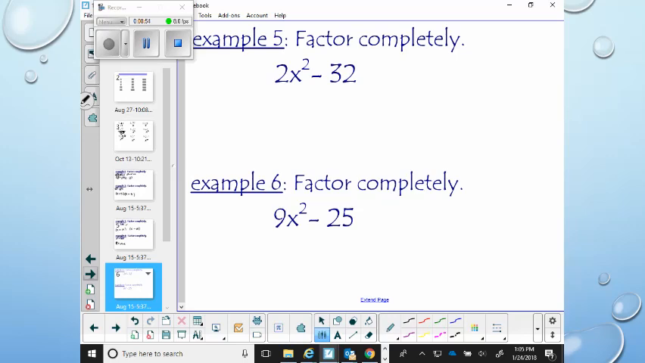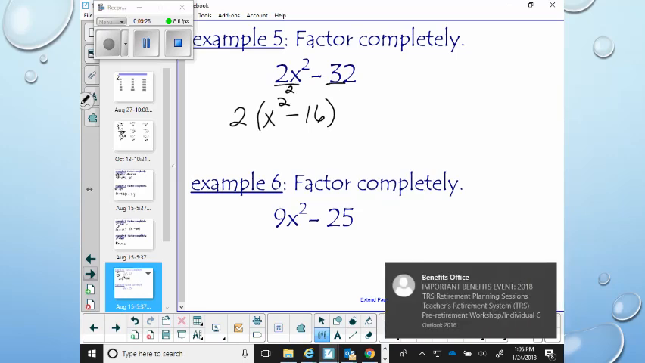Okay, so look at example 5. Do they have a number in common? Does 2 go into itself? Yes. Does 2 go into 32? Yeah. So factor out a 2. When you factor out 2, you're left with x squared there. When you factor out 2 from 32, you're left with 16. Right? When you divide by 2, that's what you get.